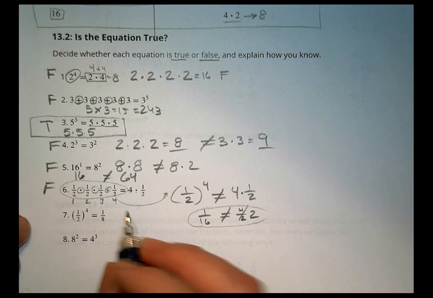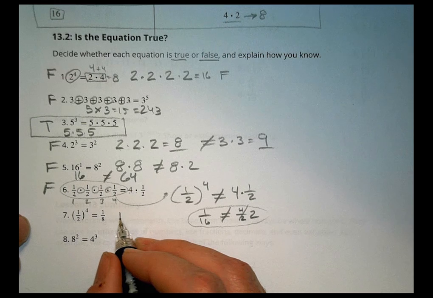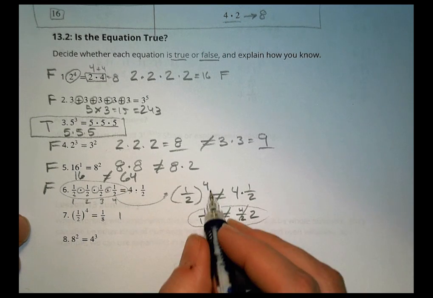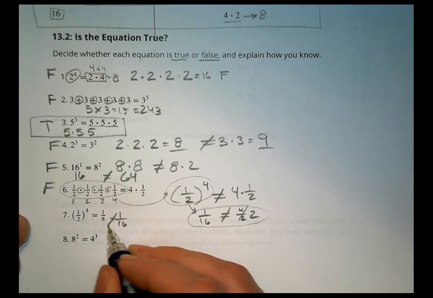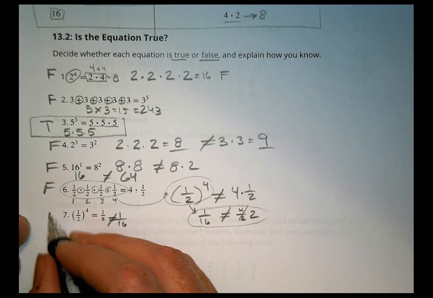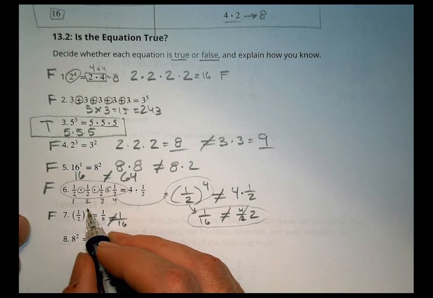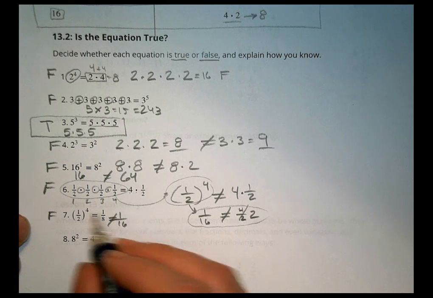Well, it's looking closer, but let's take a look. This is a half to the 4th power. We just said a half to the fourth power was what? 1/16. So a 16th is not equal to an eighth, so that's also false. If this had been a third, that would actually work, but it's not.